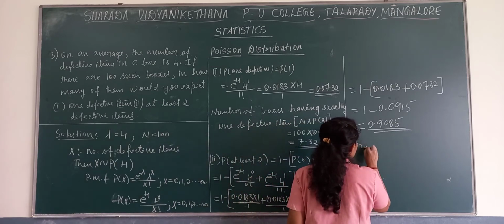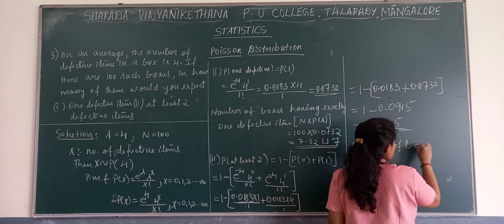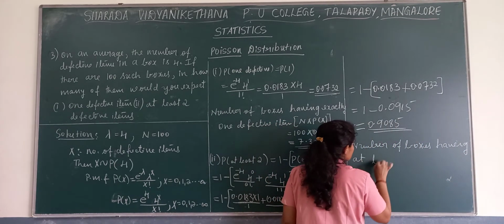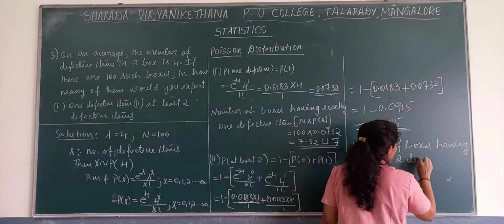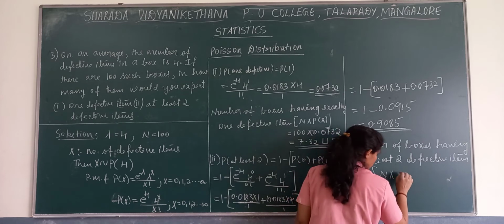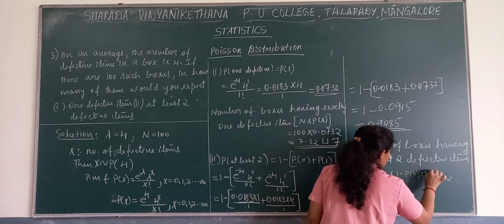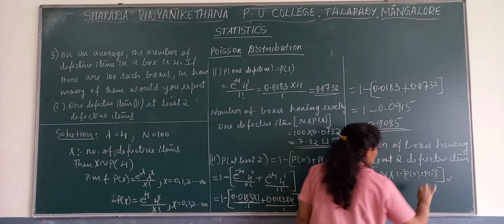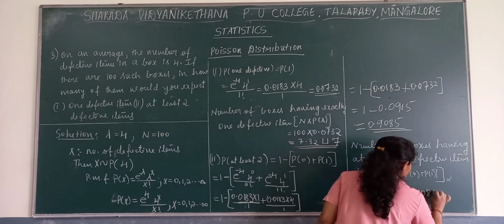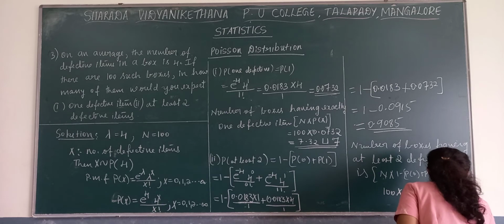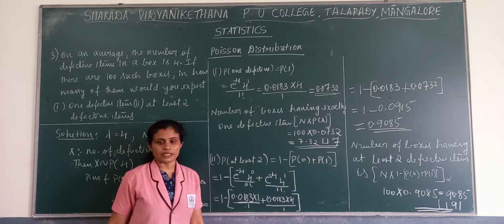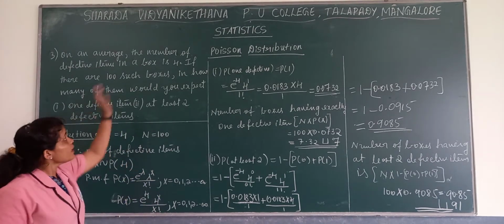So here now, the number of boxes having at least two defective items is n into 1 minus P of 0 plus P of 1. That is, here n is 100 into 0.9085. Then we get 90.85. But we need to show approximately 91. Here the difference from the previous problem is that we multiplied with 100.